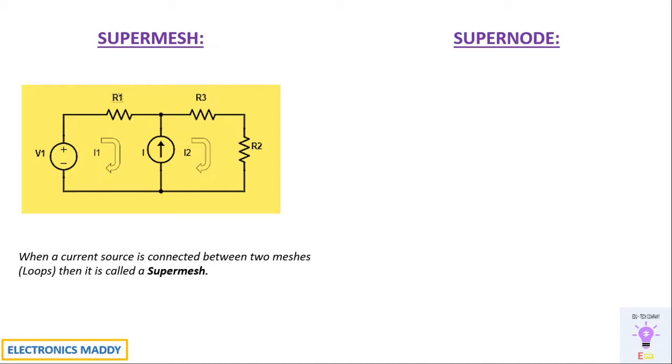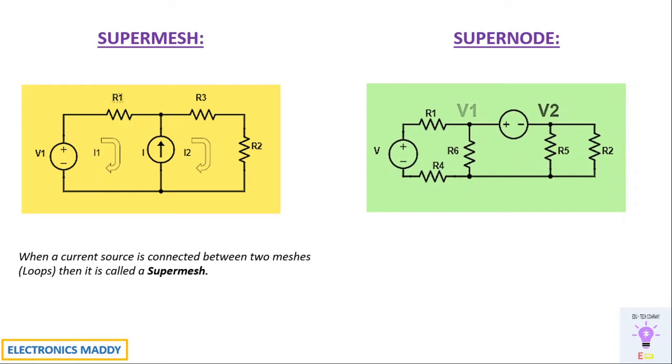So what is supernode? Supermesh, as we spoke, is with respect to KVL. Supernode is with respect to KCL, Kirchhoff's current law. So let us consider this circuit. Let us say this is V1 and this is V2, as there are two nodes over here. Whenever there is a voltage source connected between two nodes, then the corresponding circuit is said to have a supernode in it. So when a voltage source is connected between two nodes, then it is called a supernode.